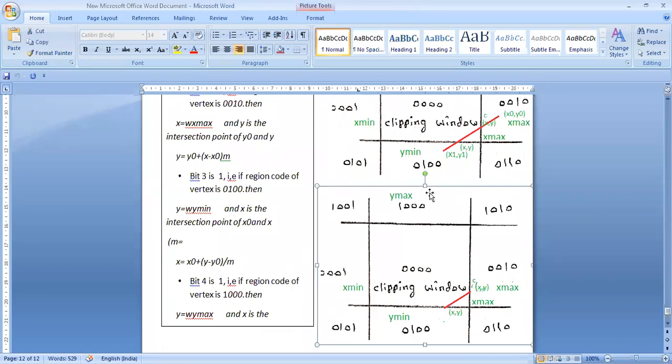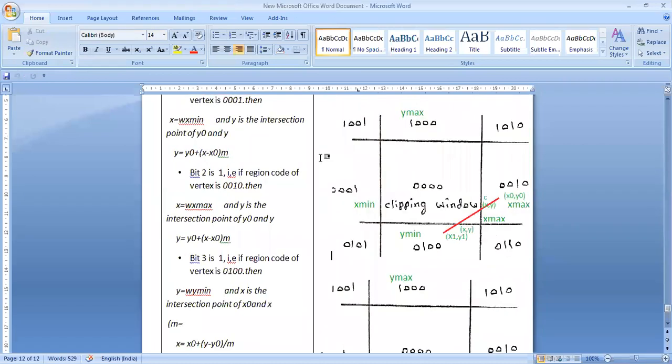Come to the first diagram. In the first diagram, all the parts of the line that come below this are less than y min. That means if any part is coming below this, I need to restrict that to y min. This is y min, correct?